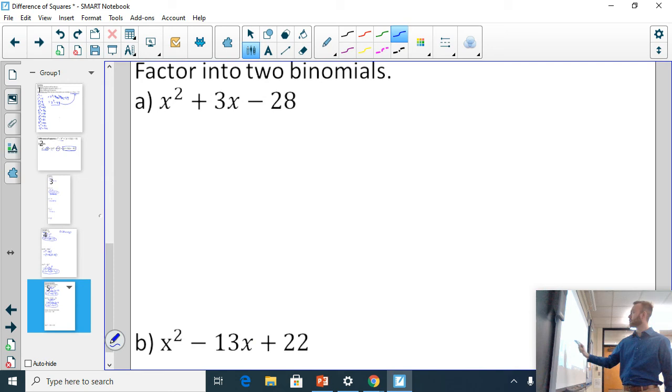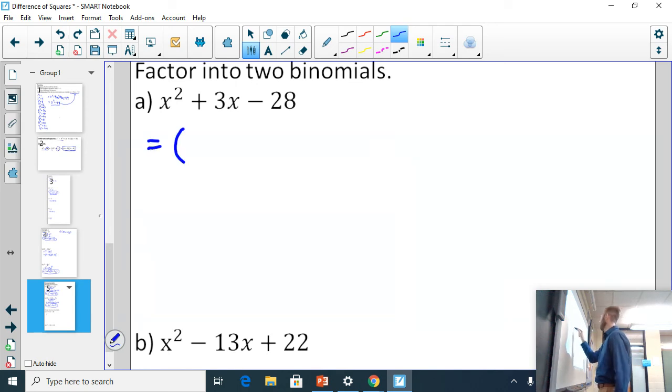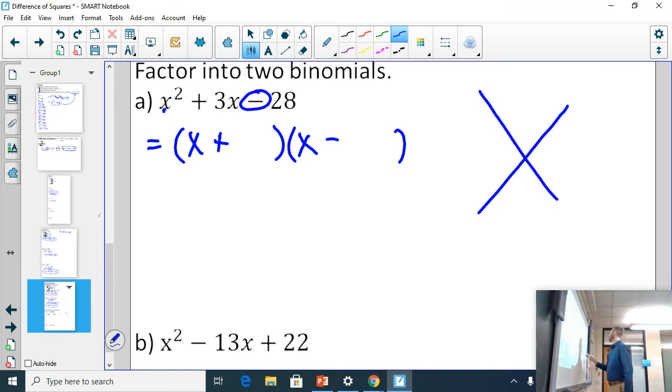And then here's factoring these, which we should get a little used to doing, right? So now we're going the other way. And I'm just going to set my thing up right away with an x on each side, because I know I'm going to have to get x squared. And then this negative here tells me that one of these needs to be positive and one needs to be negative. And now I just need to find the numbers. What numbers multiply to negative 28 and add to positive 3, that middle number there?